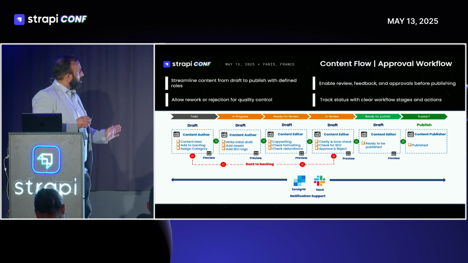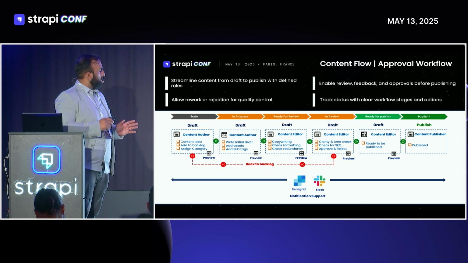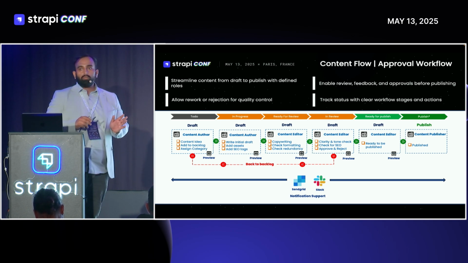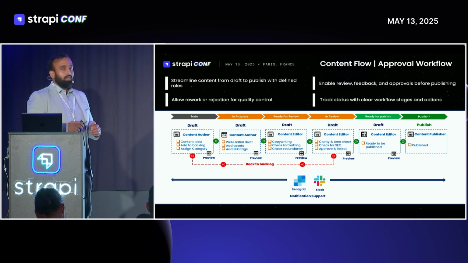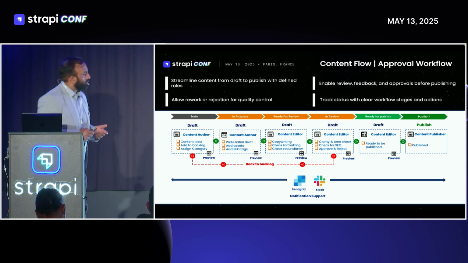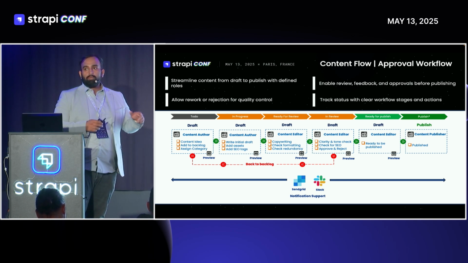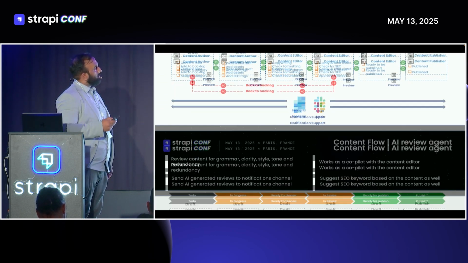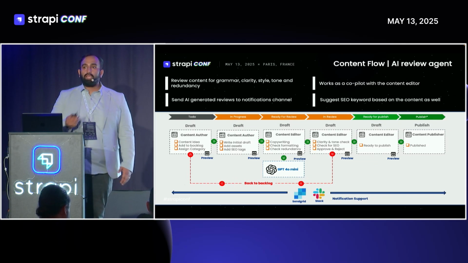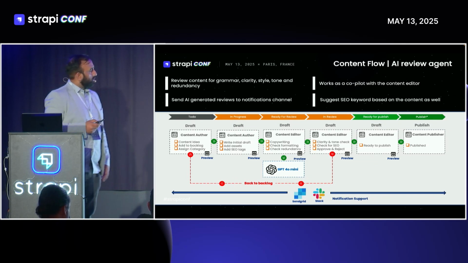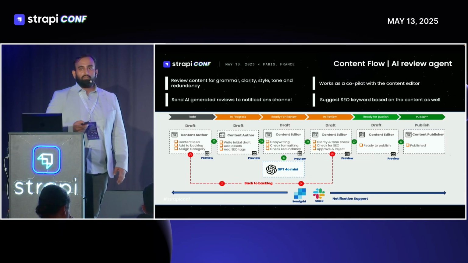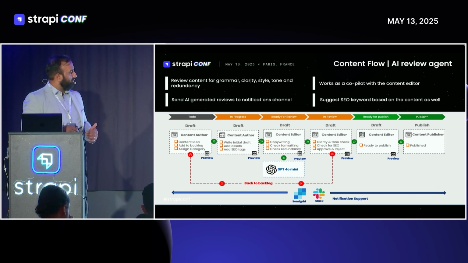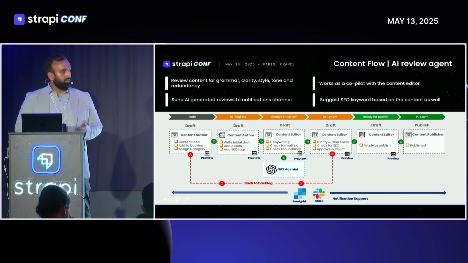So whenever the content moved from one state to another, the system was smart enough to tell which users were supposed to get this notification. And with calls to action in those notifications, it would take them to the Strapi admin panel where they need to make the changes. We further enhanced this with an AI review agent, which would facilitate your ready for review flow. It would not block that flow. We are not in that state right now.